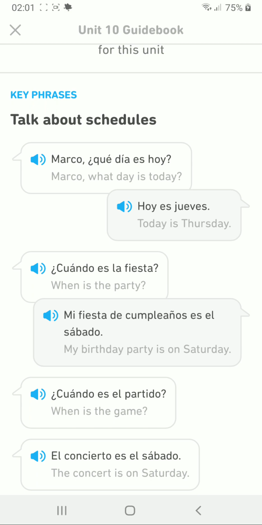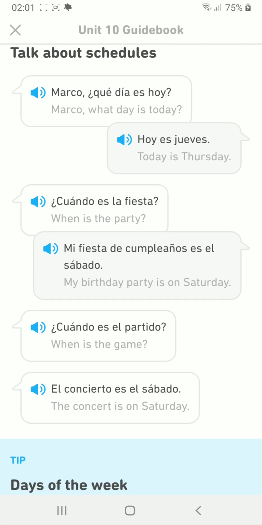So ¿cuándo es la fiesta? ¿Cuándo? When? We have seen dónde, de dónde. Now we have cuándo. We have seen ahora. Ahora means now. Hoy is today. Mañana, we say hasta mañana, is tomorrow. And ayer is yesterday.